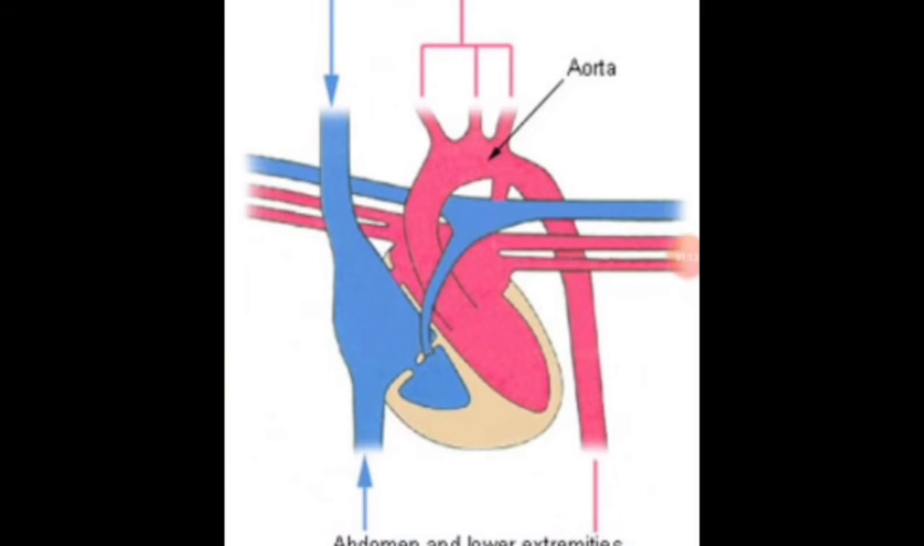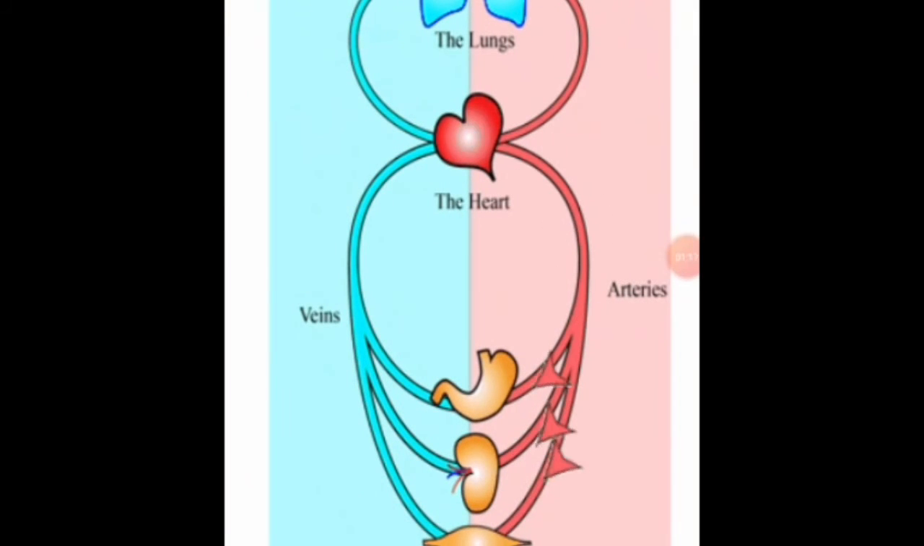Now we are going to study about systemic circuit. Circulation of the oxygenated blood from the left ventricle through systemic aorta to all organs of the body and back to the heart by superior and inferior vena cava as deoxygenated blood is called systemic circulation.